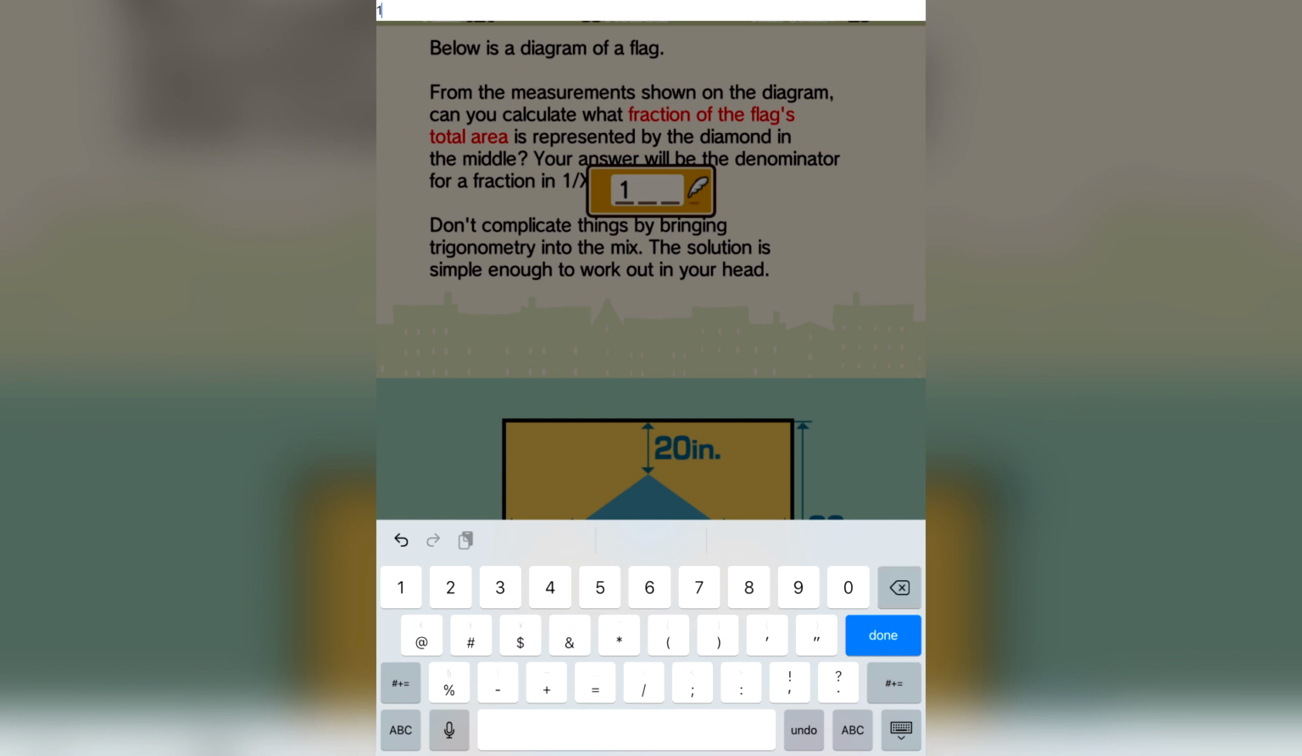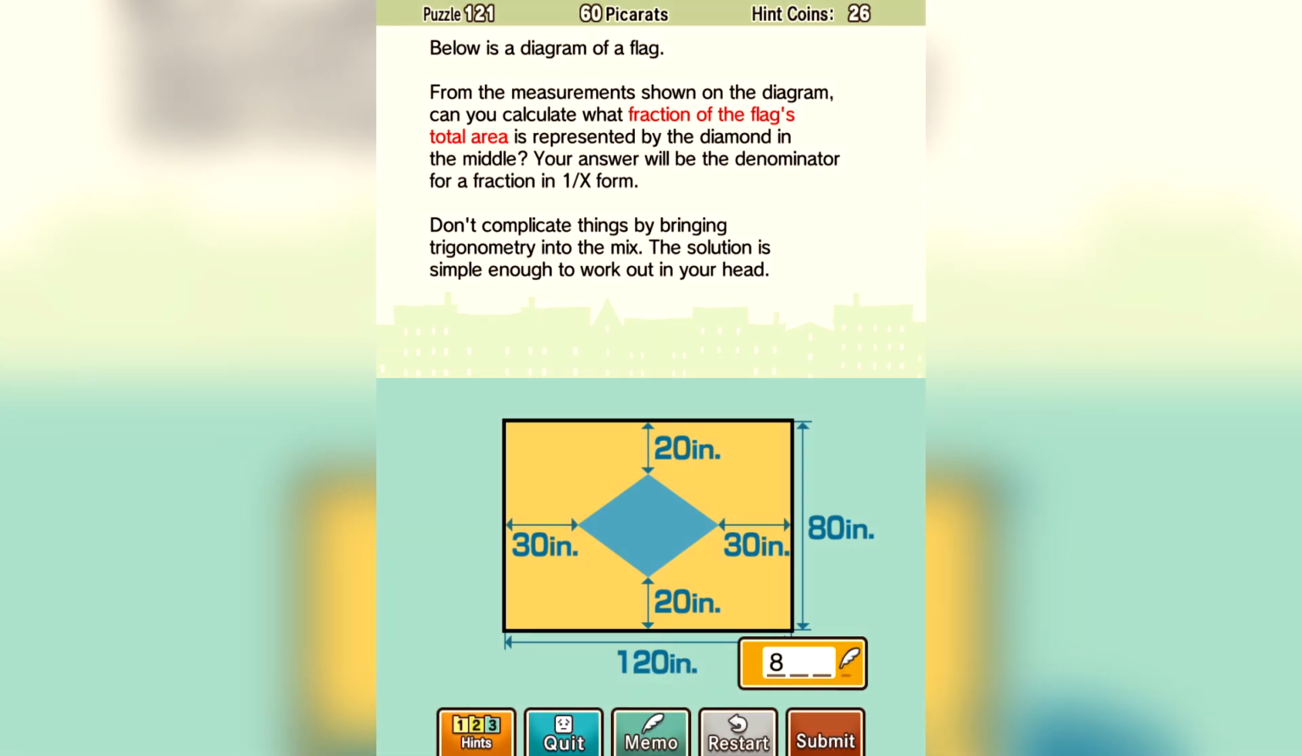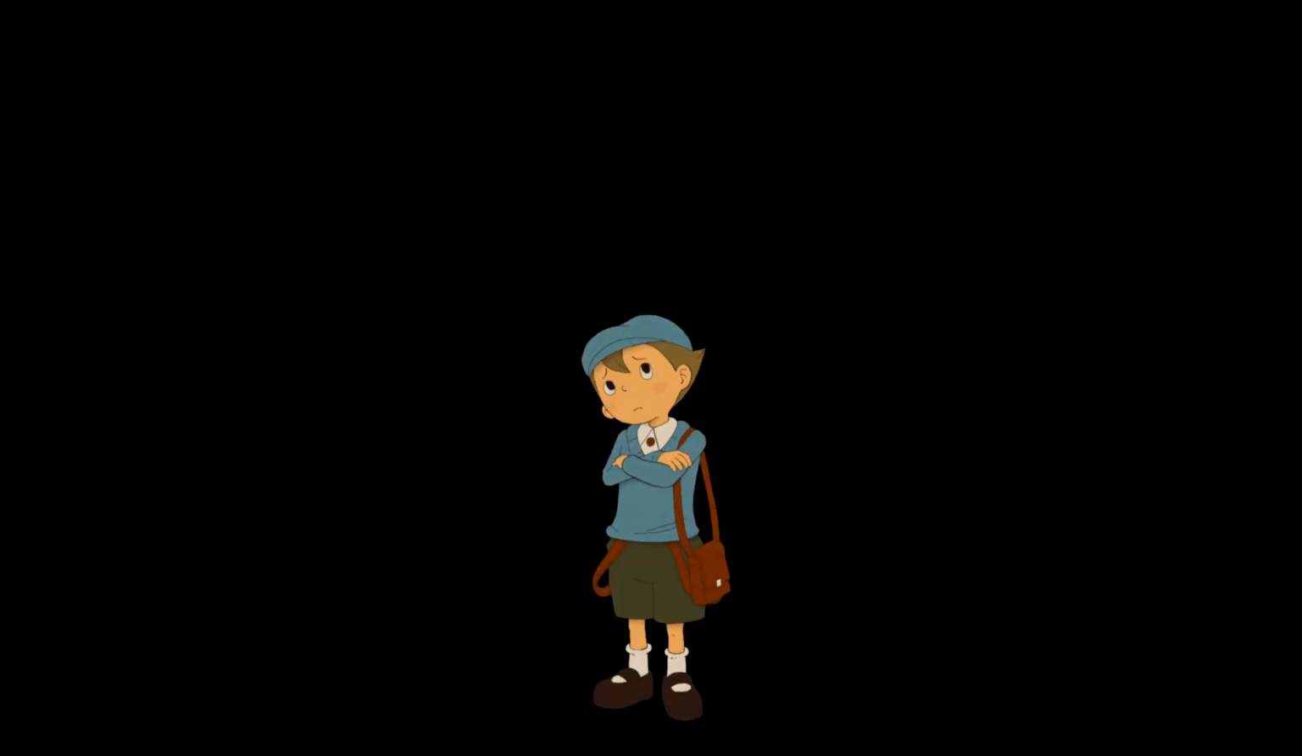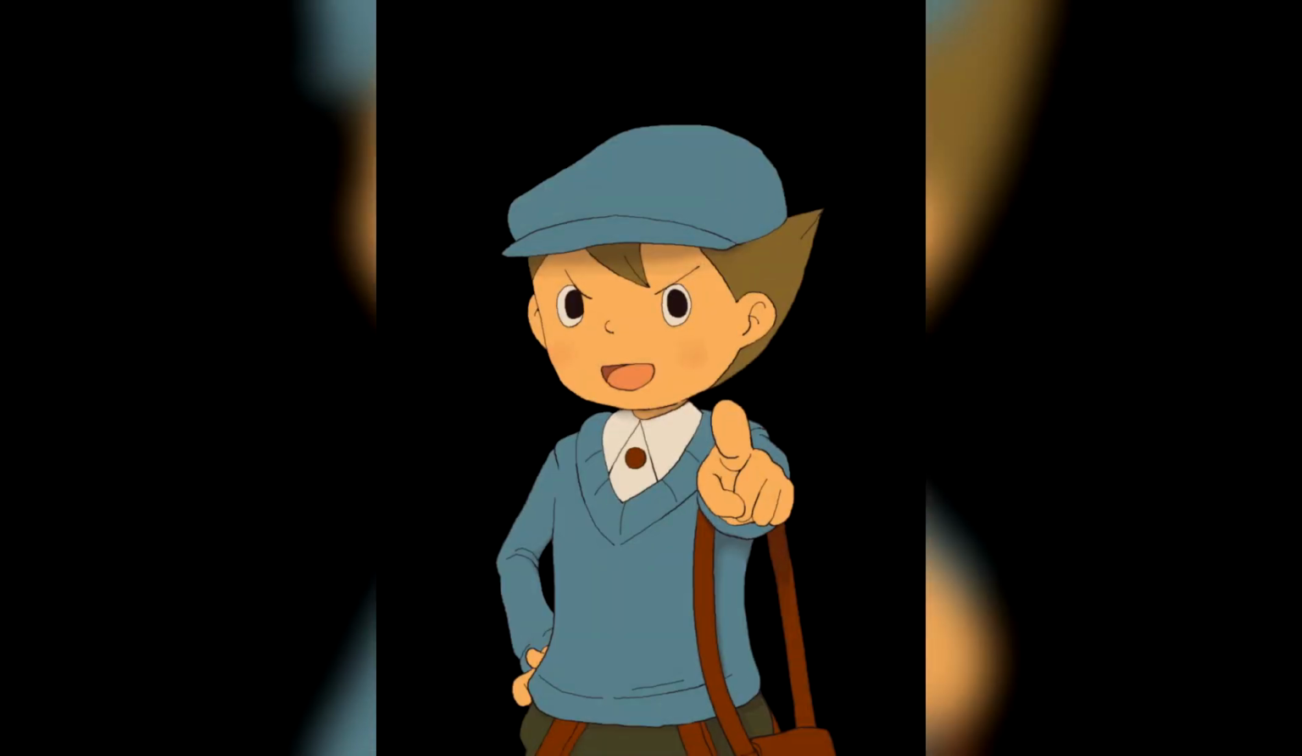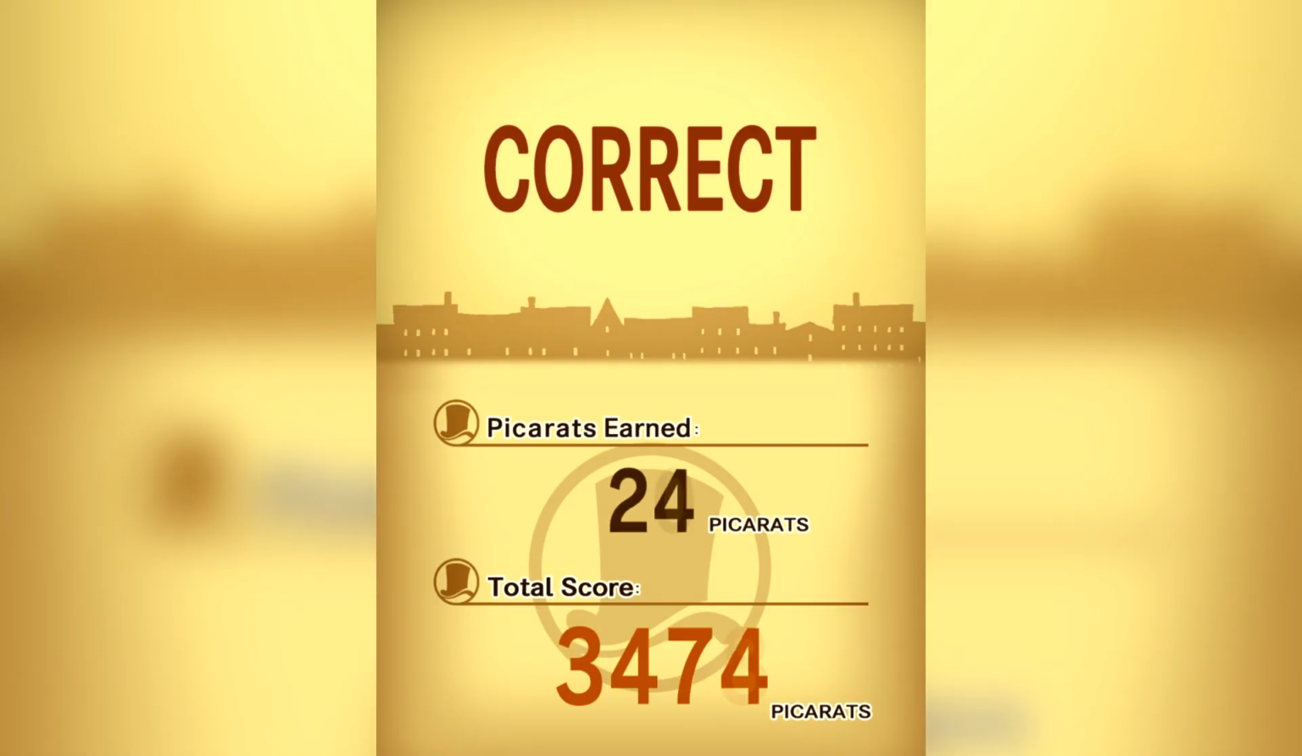That's not it. No, I said 1. Does it not accept the... I thought I had to put it into... maybe I just have to put 8, because it's asking for x, right? Let's just try 8. It should be 1/8. There we go, okay. That wasn't too bad.